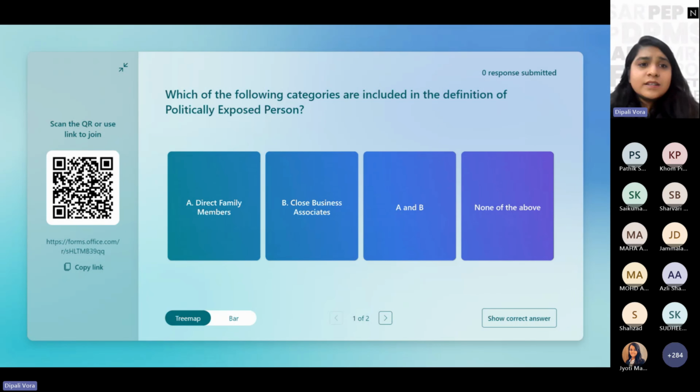So are we ready for the quiz? Request you to please scan and we'll go ahead.